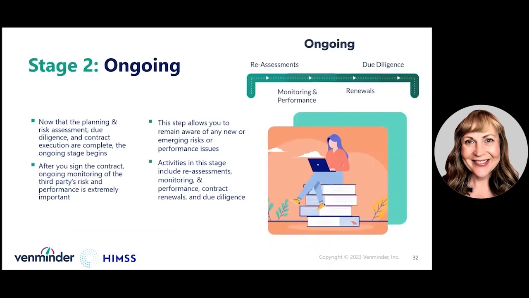Once the contract is signed, we enter the ongoing stage, or the business as usual stage. And this is where most of us are with our vendors at any given time. But just because we've gotten through onboarding doesn't mean that we're still not concerned about risk and performance. In fact, the opposite is true. During the ongoing stage, we're constantly monitoring risk and performance, and we're periodically reevaluating that risk and refreshing our due diligence. So let's take a look at how this works.